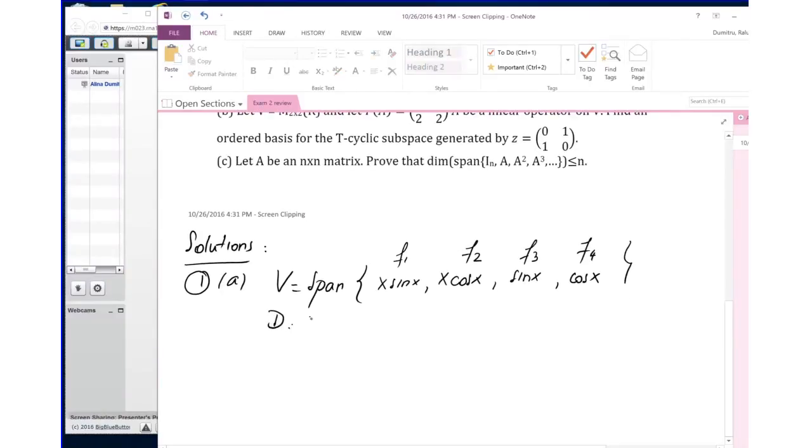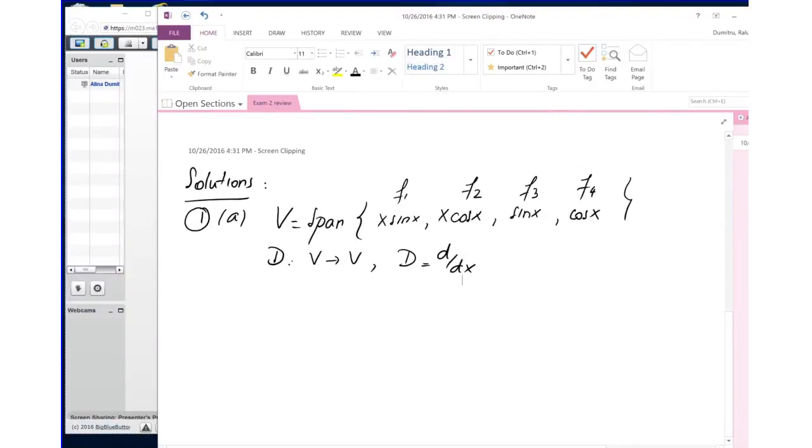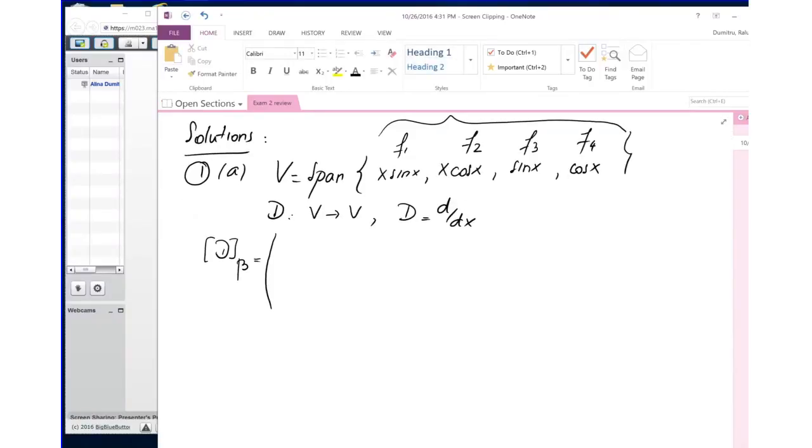And the operator is D from V to V. D is defined by d/dx, so derivative with respect to x. So part A, you need to find the matrix of this operator in the basis beta, where beta is this basis here. Okay, so to do that, it's going to be a 4 by 4 matrix.